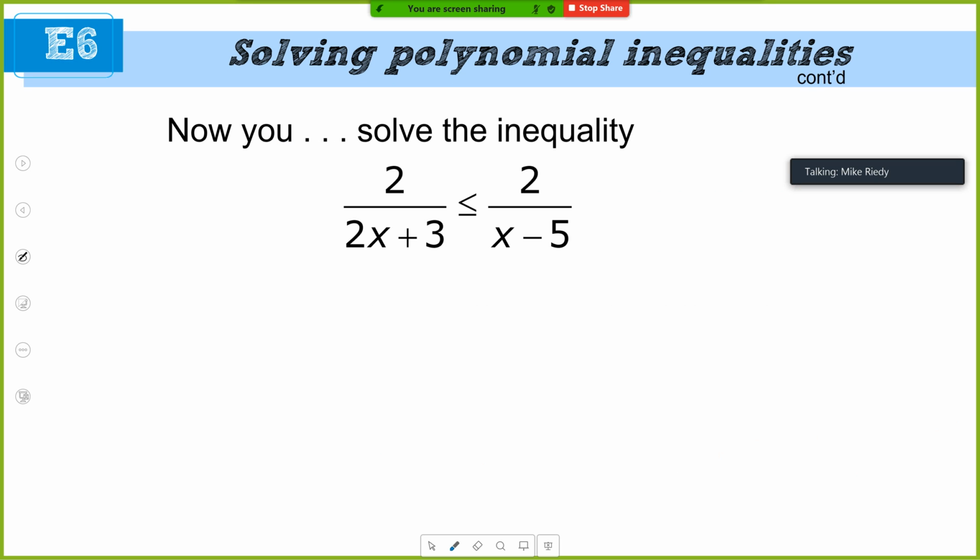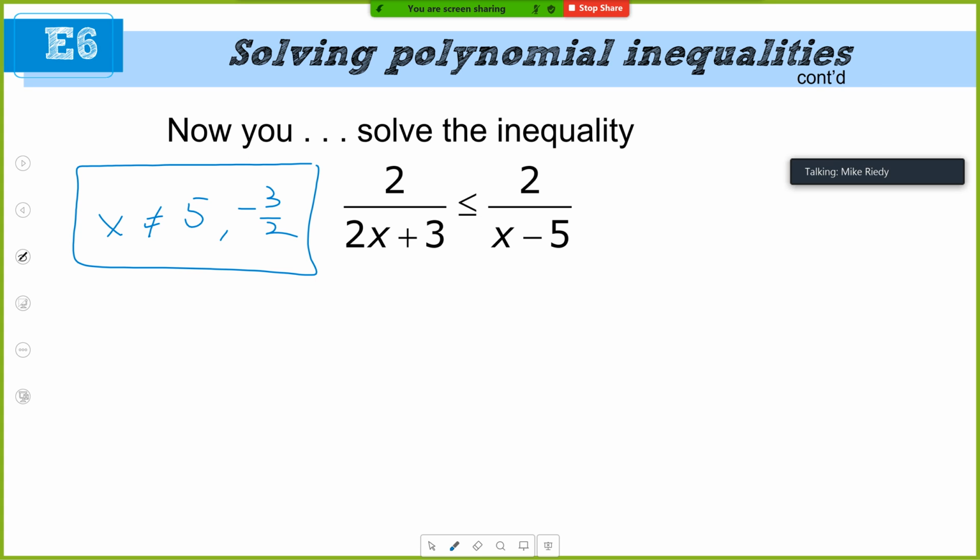Now, things get a little bit more complicated on my second example. Before I even dive into this problem, what must I be concerned about? Any takers? Common denominator? Nope. x can't equal 5 or that other one, negative 3 halves. Yeah. Good.